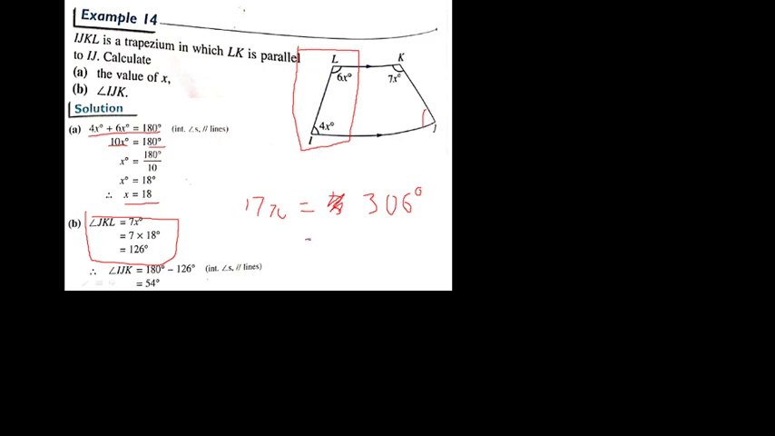The total interior angle of a quadrilateral is 360. 360 minus 306, you get 54 also.